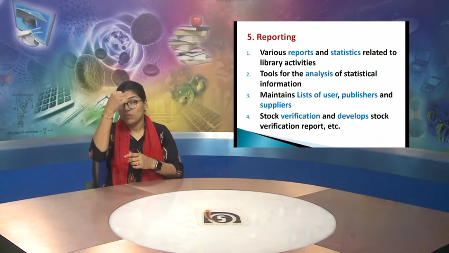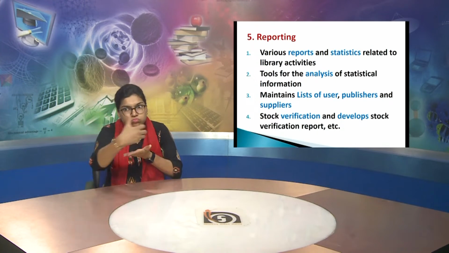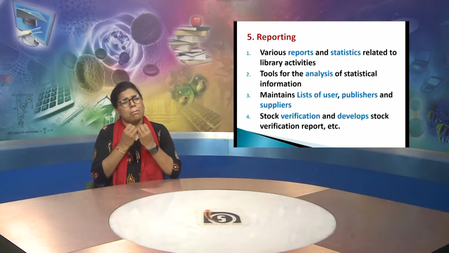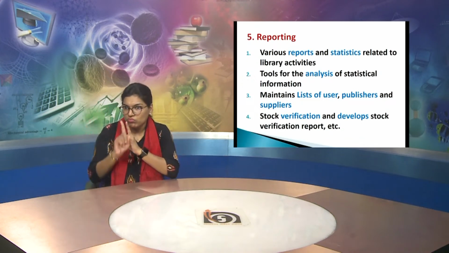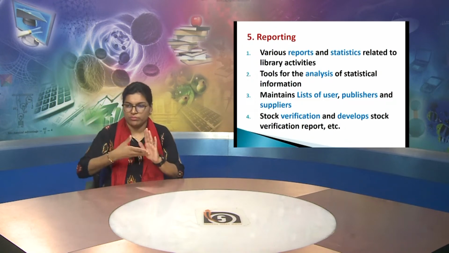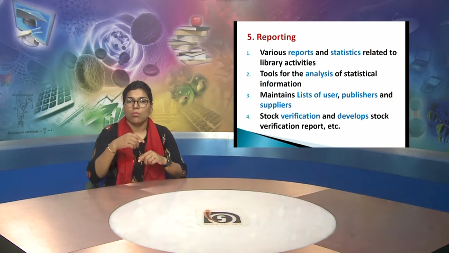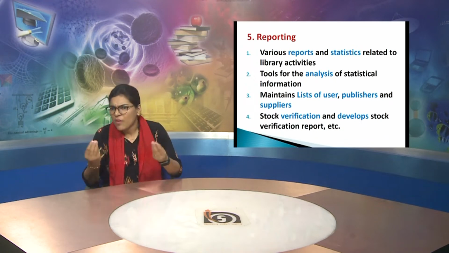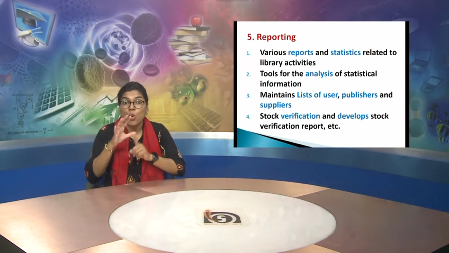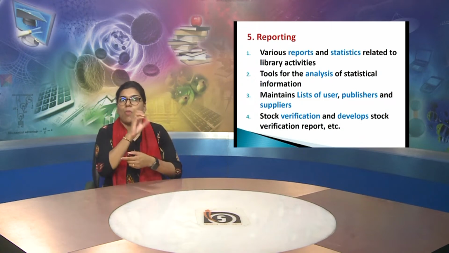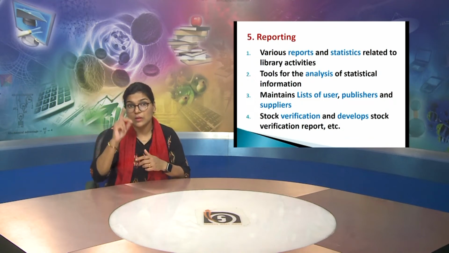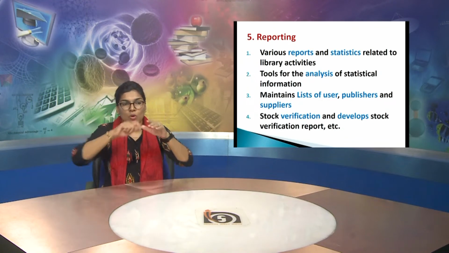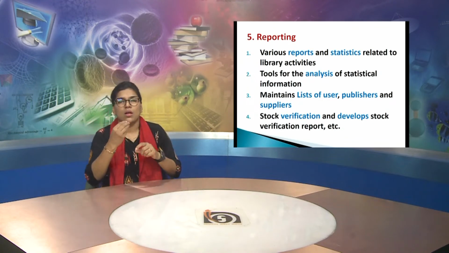This is the 5th step. In this, we talk about the reporting. It is also mentioned in points. So, point number 1, various reports and statistics related to library activities. Reporting is important. In this, we need to report different activities which are done on a regular basis and their data, so that we can easily keep all the information, and whenever in future we need any information related to that, we can access it.